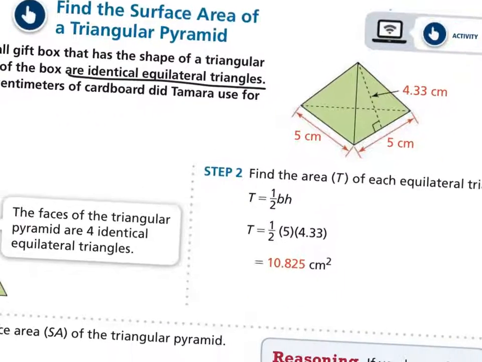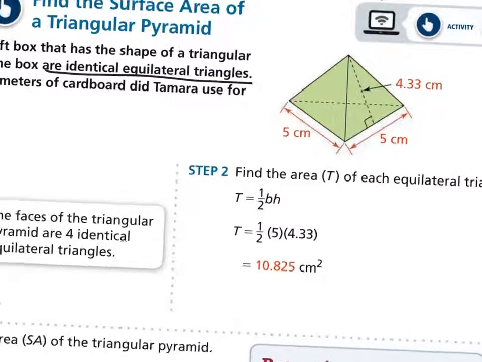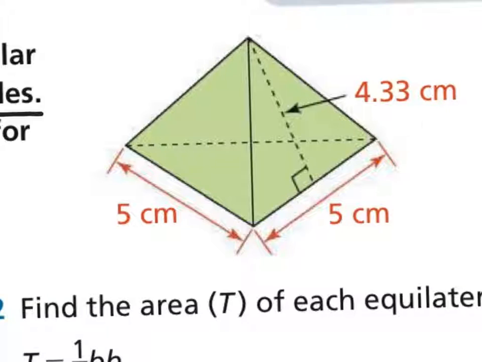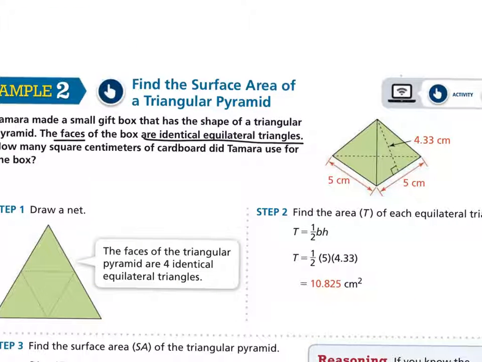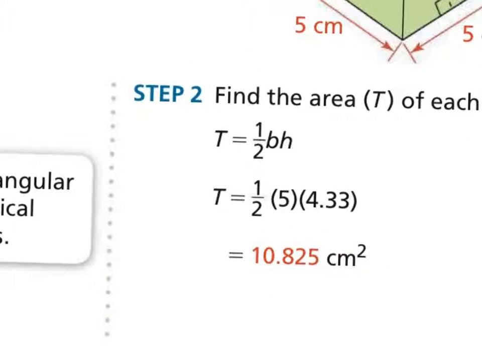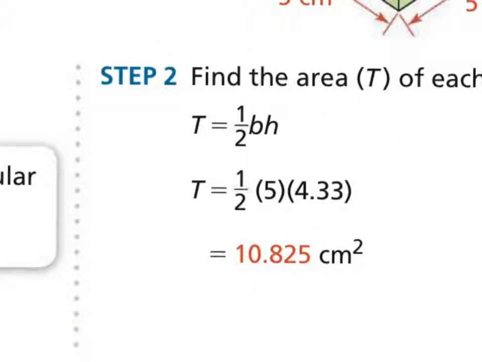So if we look at one of the triangles, you can see the base is 5, the height's 4 and 33/100ths. So we could find the area of one of those, so half times 5 times 4 and 33/100ths. Those are not real nice numbers, so if you wanted to do 5 times 4 and 33/100ths first and then take half of that, remember to get half of something you can just divide it by 2. So that should be 10 and 825 thousandths square centimeters. That would be for one triangle.